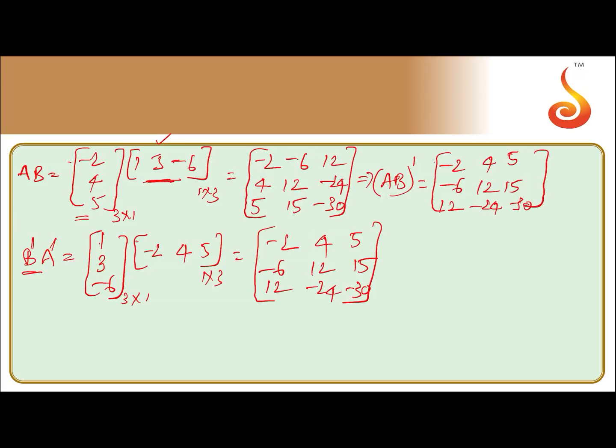Clearly you could see that (AB) whole transpose is equal to B transpose A transpose, both of them are equal. (AB) whole transpose is equal to B transpose A transpose.